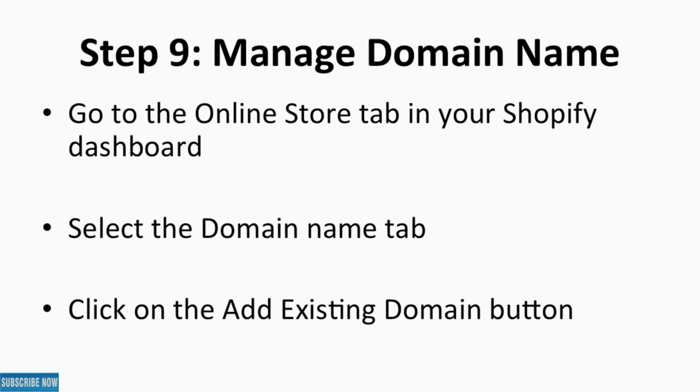In this next step, you will need to manage the domain name. For this, navigate to the Online Store tab in your Shopify Dashboard. Click on the Domains option on the left and click on the Add an Existing Domain button, which is located in the upper right corner. Fill in the URL to your old store and click on the Add Domain button.